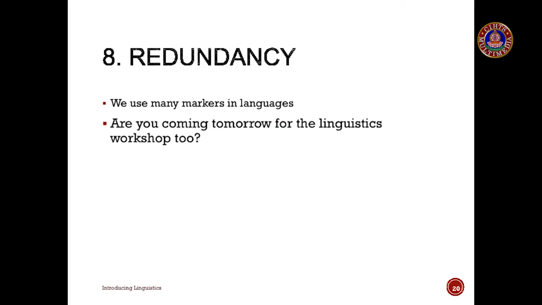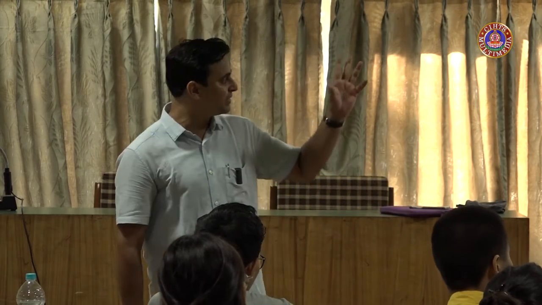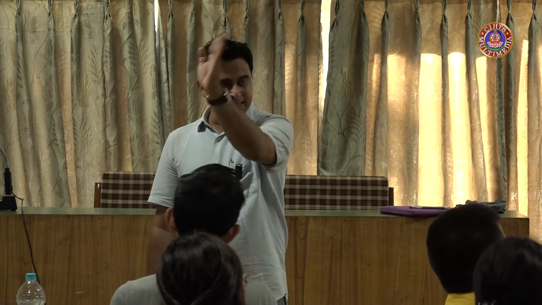Redundancy. Now this word has two meanings. Redundancy is when I speak a sentence like this: are you coming tomorrow for the linguistic workshop too? Look at this language and the sentence carefully. I'm using "are", a helping verb, at the beginning to ensure that it is an interrogative sentence. Then I have an interrogative mark also at the end.